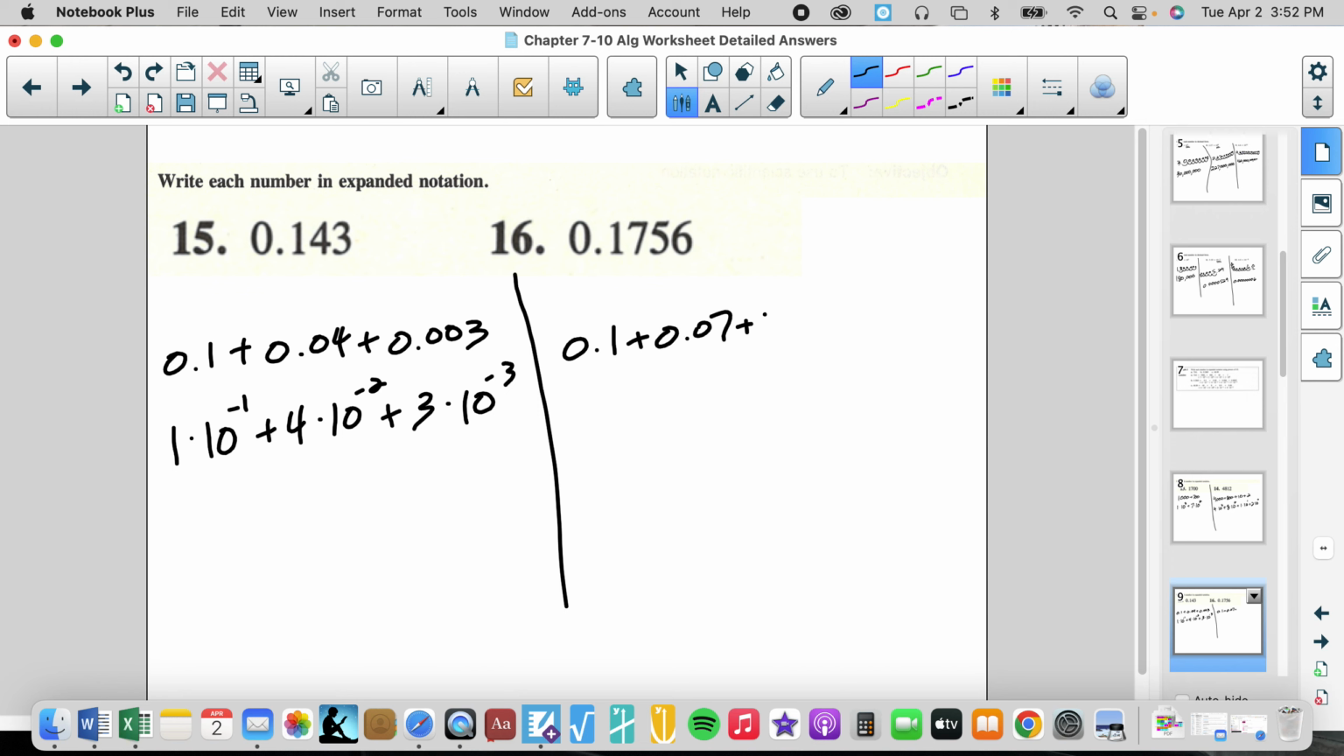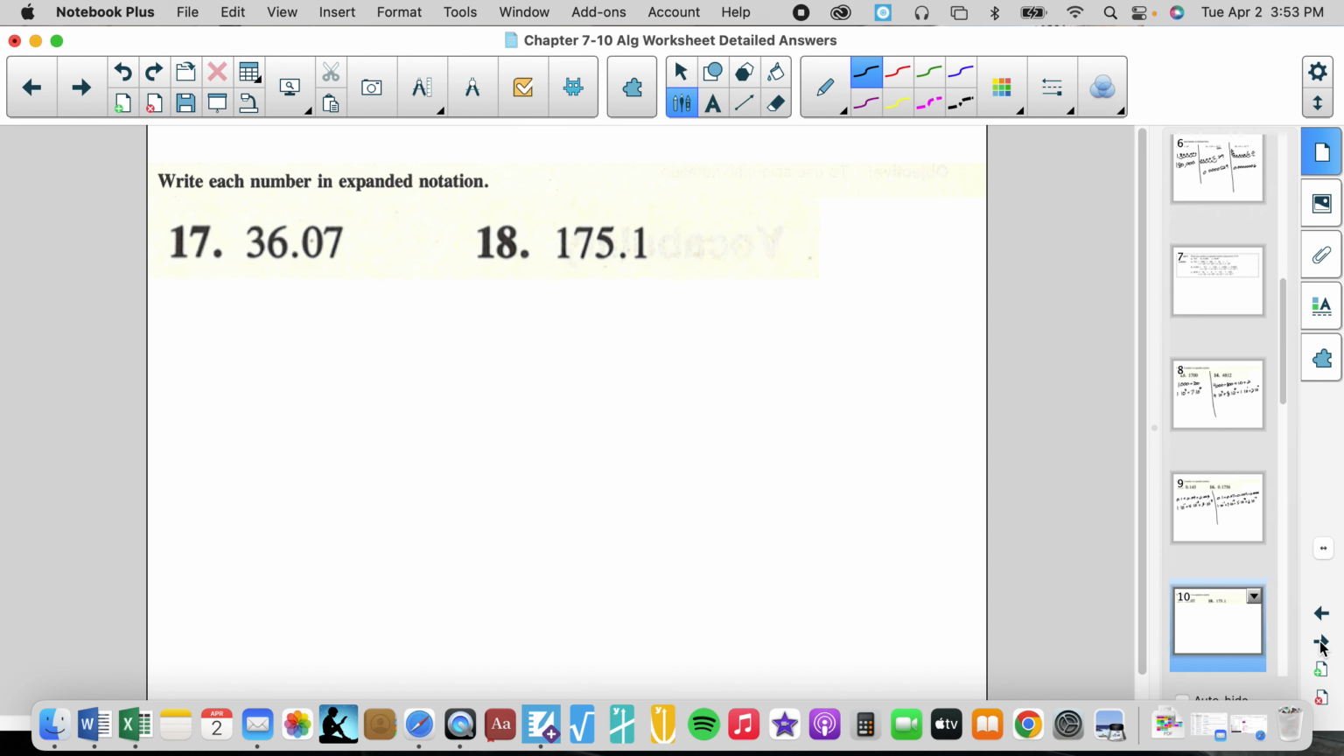0.07 plus 0.005 plus 0.0006. So that's 1 times 10 to the negative 1 plus 7 times 10 to the negative 2 plus 5 times 10 to the negative 3 plus 6 times 10 to the negative 4th. Don't know how that works.